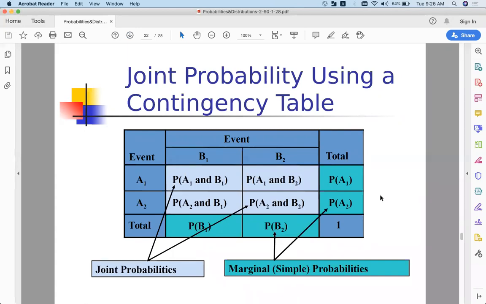Now this table is called your contingency table. What you have to remember is that the probabilities in the center, these ones, this one, and this one, and this one, these are your joint probabilities. Now the probabilities on the boundary are called your simple probabilities. Now, can you guys connect this to any example that we have discussed so far? We have discussed one similar example on this.